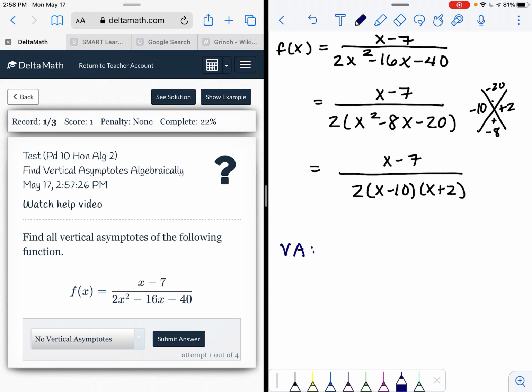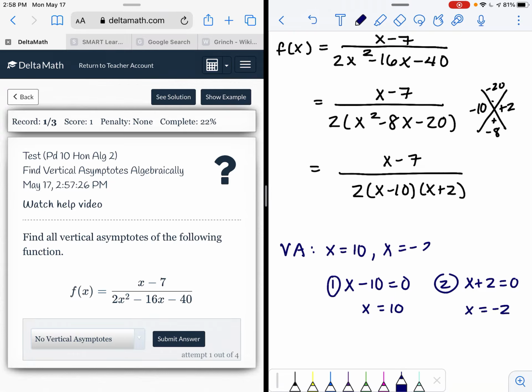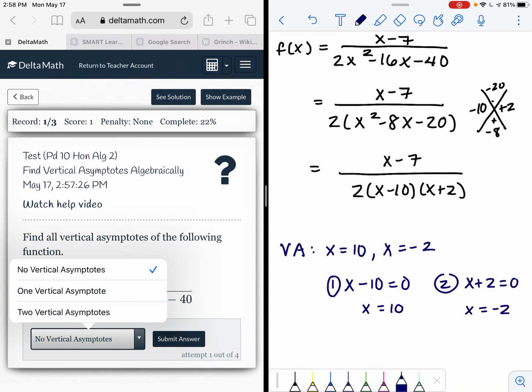So then for my vertical asymptotes, I'm going to set the bottom equal to 0. Now 2 can never equal 0, so I don't have to worry about the 2. So I'm going to set x minus 10 equal to 0 and x plus 2 equal to 0. So I'm going to have 2 vertical asymptotes here. Here I get x equals 10. Here I get x equals negative 2. So those would be my 2 answers.